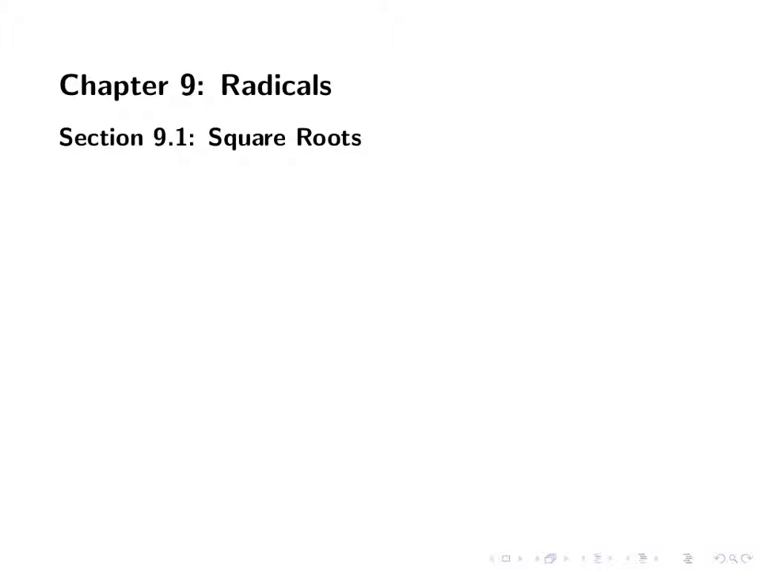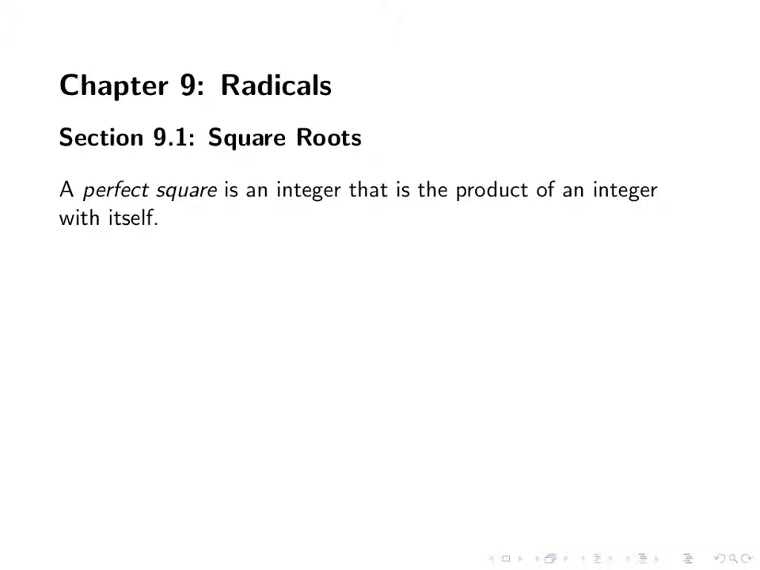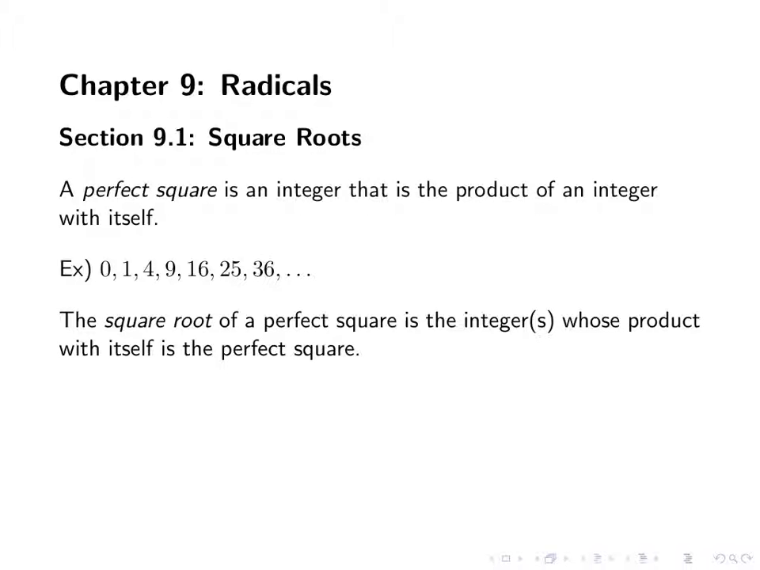Hello everyone. Today we're going to look at section 9.1, square roots, which is in chapter 9, radicals. A perfect square is an integer that is the product of an integer with itself. For example, 0, 1, 4, 9, 16, 25, 36, and I can keep going.